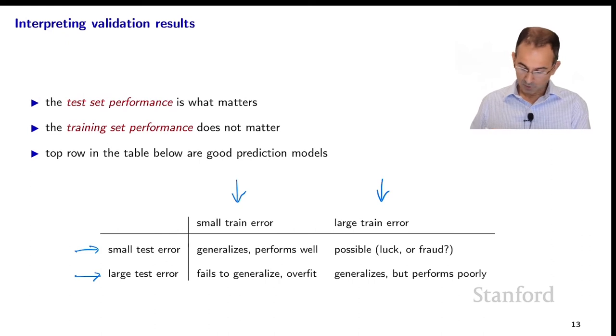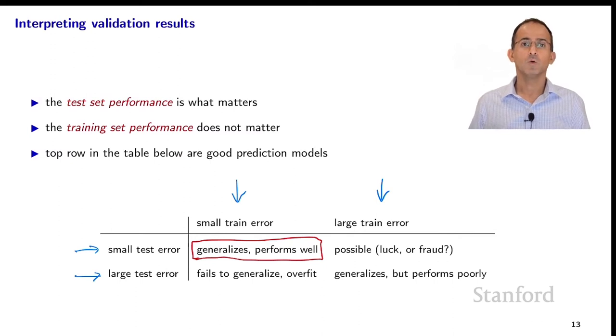So this top left entry here is really good news. It means we got small test error and small training error. So it performs well when we did our training. And then when we tried it out on data we haven't seen before, it did well there too. And so it generalizes.